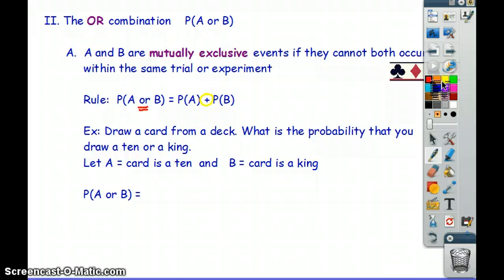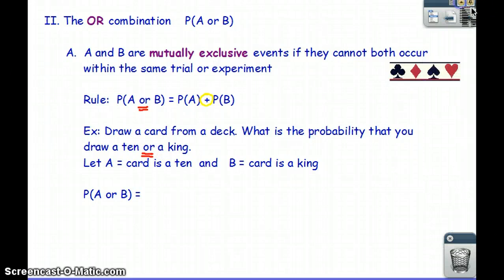Okay, we're drawing a card from a deck. What's the probability you draw a 10 or, once again that "or" word, a king? Now, why these are mutually exclusive events is you can't have a card that is both a 10 and a king. It's either a 10 or it's a king. There's no overlap. So we say those are exclusive of each other. They're mutually exclusive.